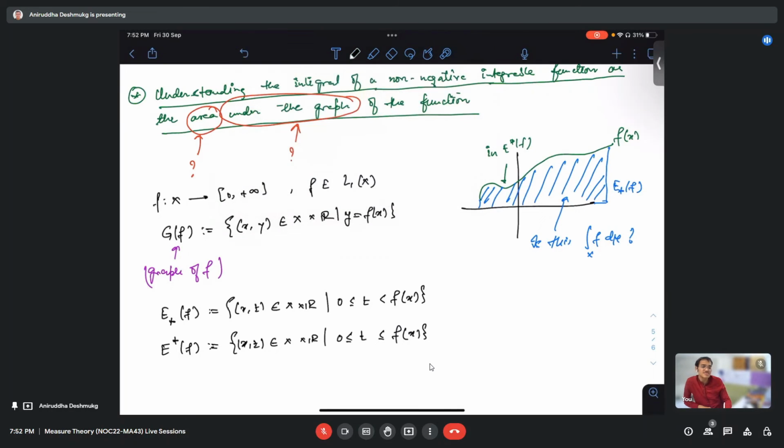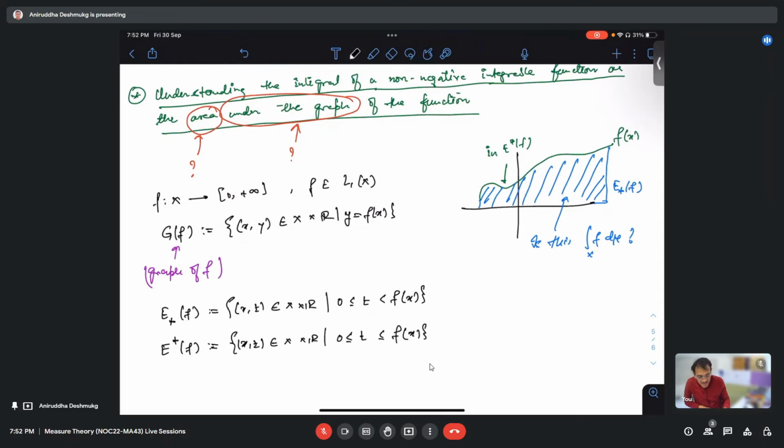So why have I done this? Because now I can write the graph of f in terms of E lower star f and E upper star f, and I expect that both these areas are going to be the same, because the graph is really one dimensional. It does not take any area. It has length, but it does not take any area. That is what we expect.